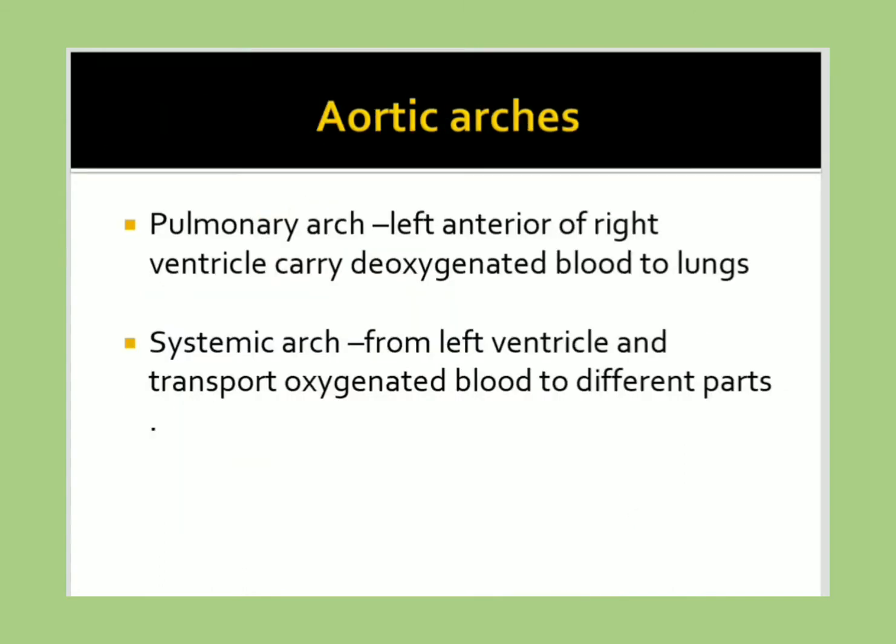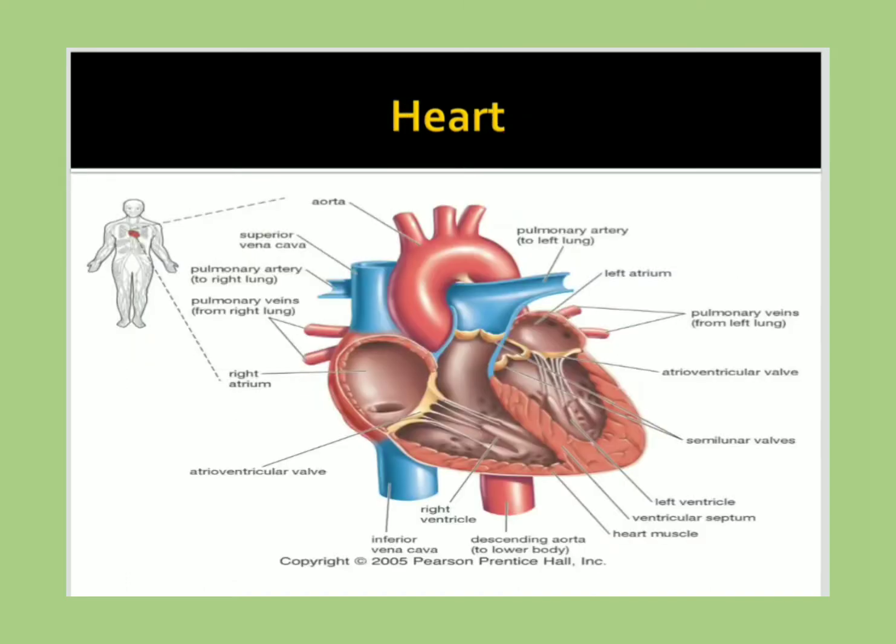Two aortic arches are present, pulmonary and systemic. The pulmonary arch arises from the left anterior of the right ventricle. What does it carry? It carries deoxygenated blood to the lungs. Here in the diagram you can see the pulmonary arch, and the systemic arch is also present. The systemic arch arises from the left ventricle and transports oxygenated blood to different parts of the body.